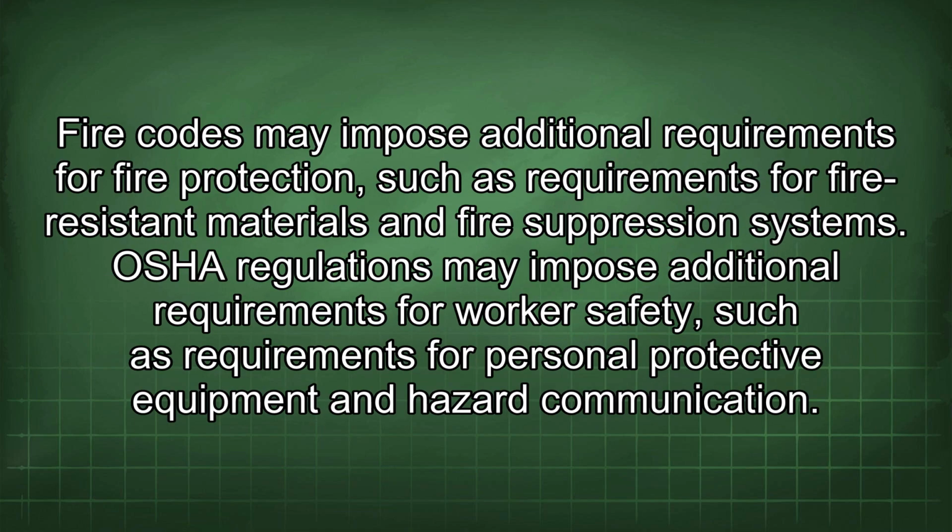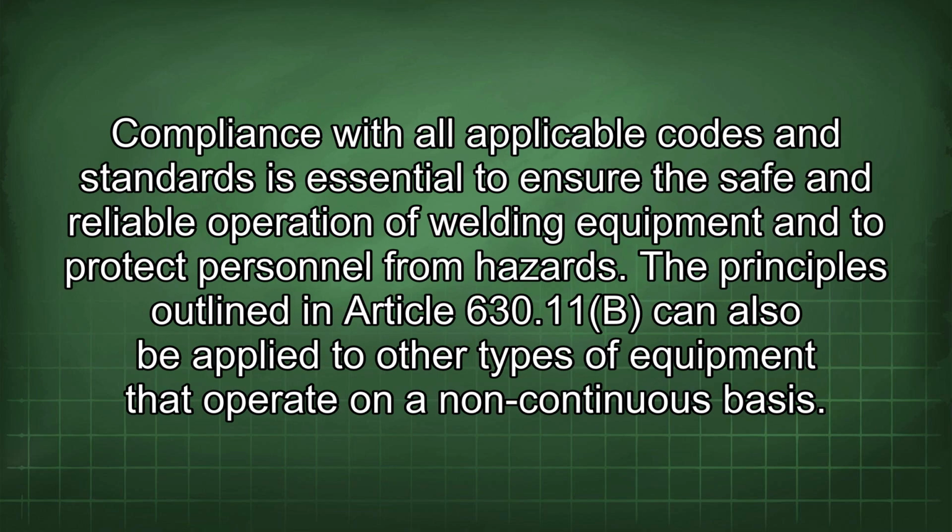Local building codes may impose additional requirements for electrical systems, such as requirements for conduit fill, wiring methods, and grounding. Fire codes may impose additional requirements for fire protection, such as requirements for fire-resistant materials and fire suppression systems. OSHA regulations may impose additional requirements for worker safety, such as requirements for personal protective equipment and hazard communication. Compliance with all applicable codes and standards is essential to ensure the safe and reliable operation of welding equipment and to protect personnel from hazards.